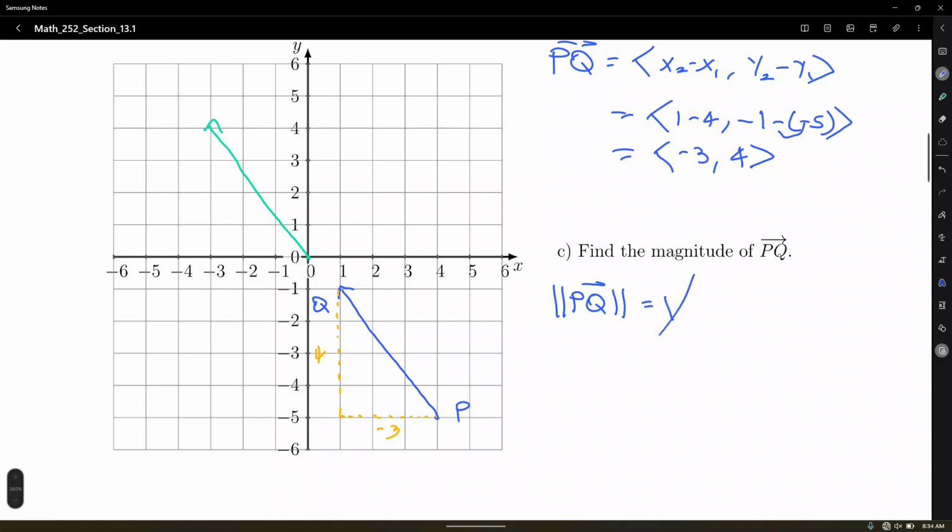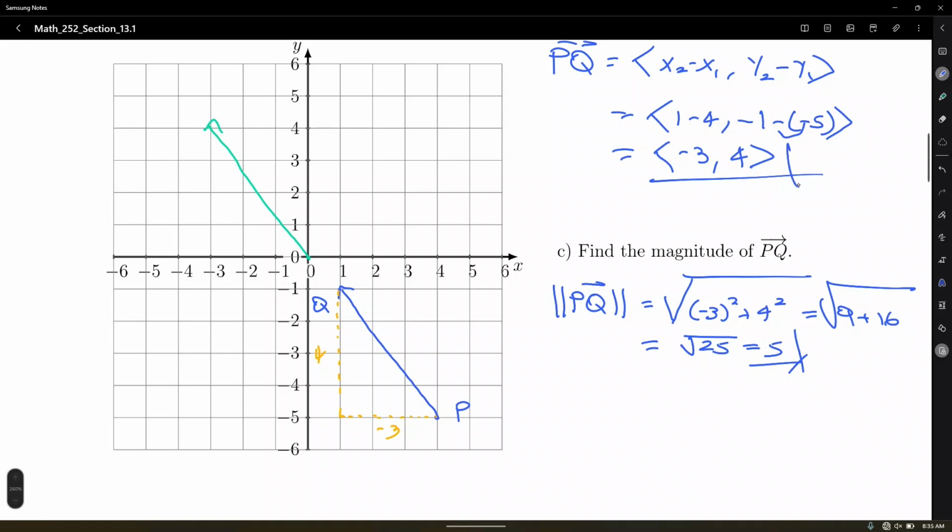All right? So that is the square root of negative 3 squared plus 4 squared, equals the square root of 9 plus 16, the square root of 25, which is 5, which is a nice number in this case, right? So that's an example of how we describe a vector using terminal minus initial.